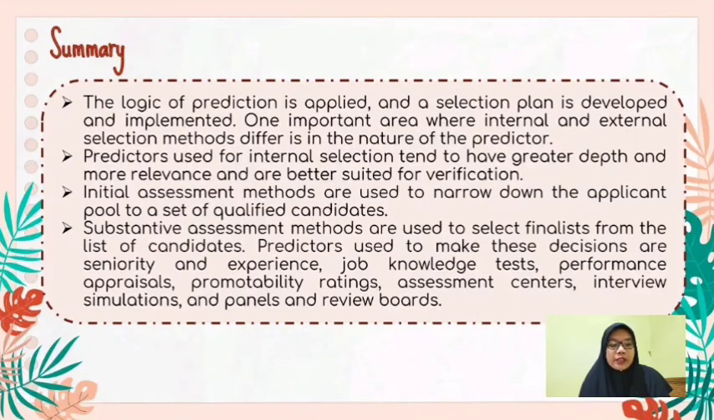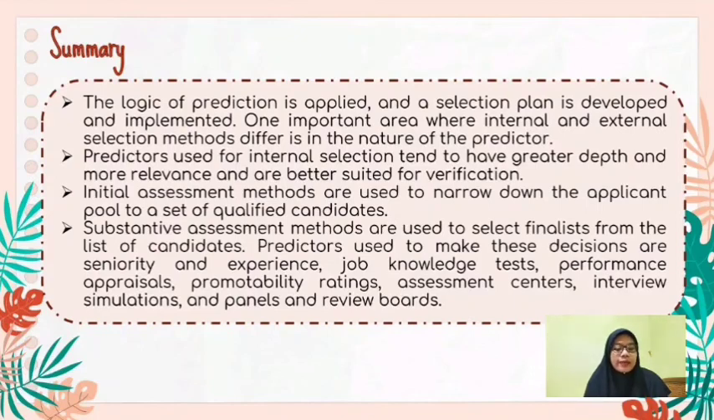This is because it is grounded in behavioral science theory and the logic of prediction. In particular, samples of behavior are analyzed, multiple assessors and predictors are used, and predictors are developed on the basis of job analysis. Due to their physical proximity to the data, internal job applicants potentially have greater access to selection data than external job applicants.